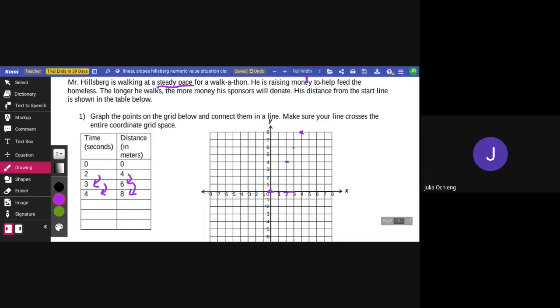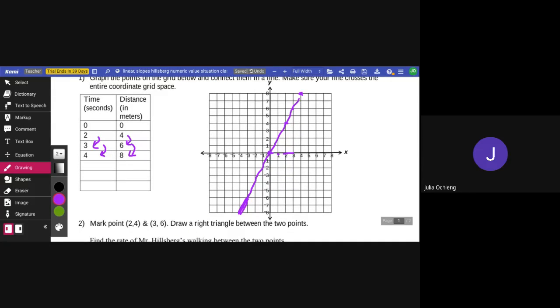They said make sure your line crosses the entire coordinate grid space, so I'm going to need to go backwards as well. So you're going to take a ruler, connect those dots, and make sure that your line crosses the whole graph. You should be able to do a better line on a sheet of paper. It's a little harder to draw on a computer. All right, so that's a line and it goes through the entire grid.